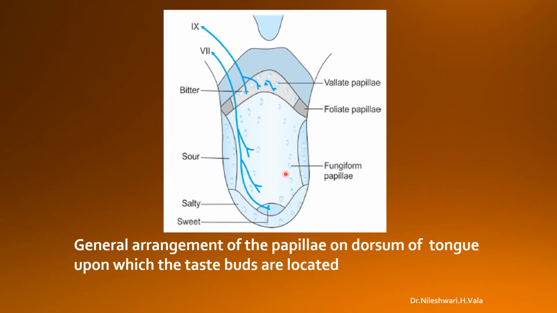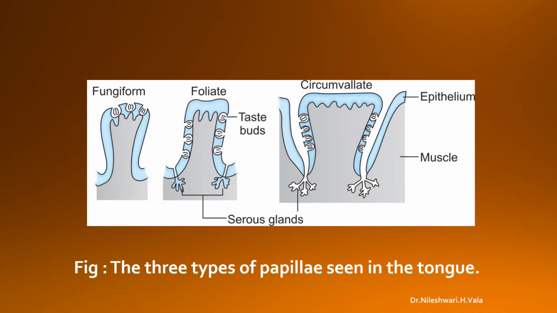So this is the general arrangement of the papillae on the dorsum of the tongue on which the taste buds are located. This is a circumvallate papilla, located in a V-shape, and here is a foliate papilla, and these are fungiform papillae. Taste buds are located in the circumvallate papillae, in the foliate papillae, and in the fungiform papillae.